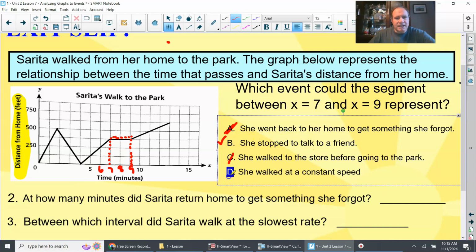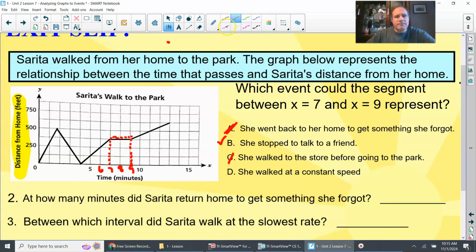She's not walking at a constant speed. Again, just remember, a constant speed is a straight line. So she's not walking at a constant speed throughout. She actually started at home. She was walking to the park, then forgot something at home, probably. And then started walking to the park again, met a friend right here from 7 to 9 minutes, and then continued on. She's at the park right there. And so B is your answer. She stopped to talk to a friend.